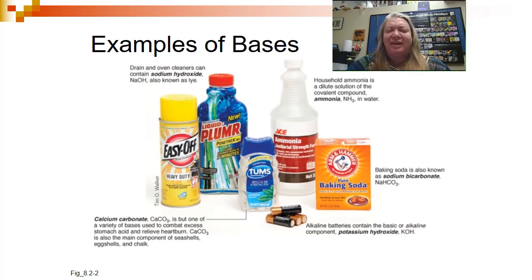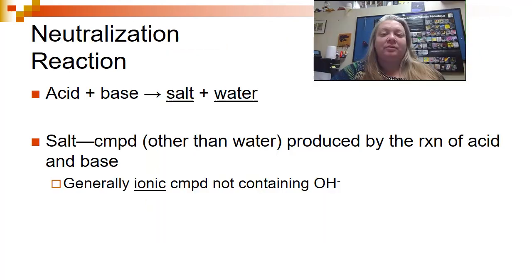Tums usually has calcium carbonate, or you might see magnesium hydroxide, or aluminum carbonate's another example you might see in an antacid. Ammonia is NH3, that's a base. Baking soda has sodium bicarbonate. And then batteries will have potassium hydroxide or another base.